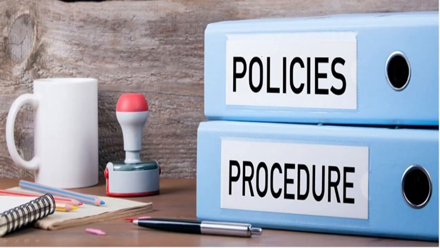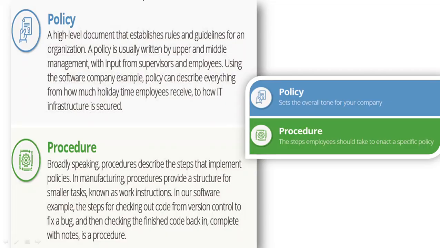In this video, we will understand the difference between policies and procedures. Policy is a high-level document that establishes rules and guidelines for an organization. So, it's the rules and guidelines that are to be followed in an organization. It is prepared by the high-level management, the top-level management, the upper and middle management.